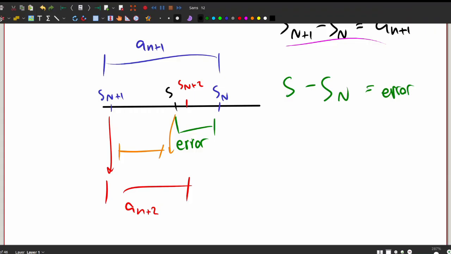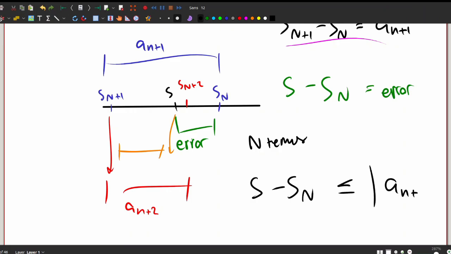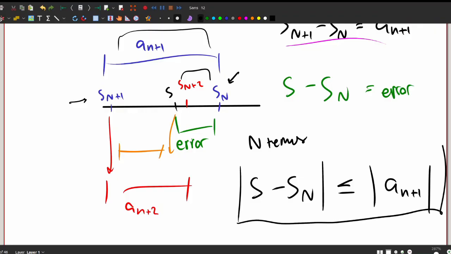If we approximate the sum with n terms, then our error, which is our exact value minus our approximated value, is bounded by the magnitude of a of n plus 1. Because if you look at this demonstration, since they have to alternate between undershooting and overshooting the exact value, there's no way that this difference can be smaller than the actual error. And therefore, our error is bounded by the first unused term in our approximation.